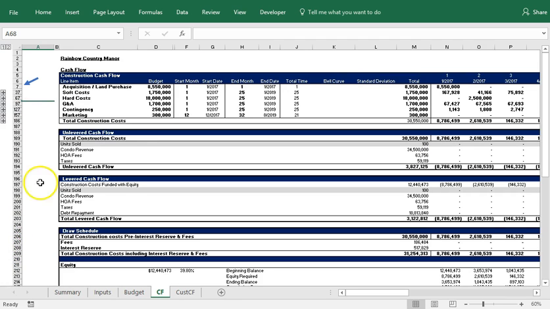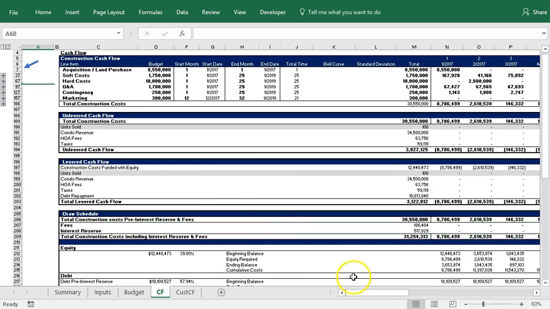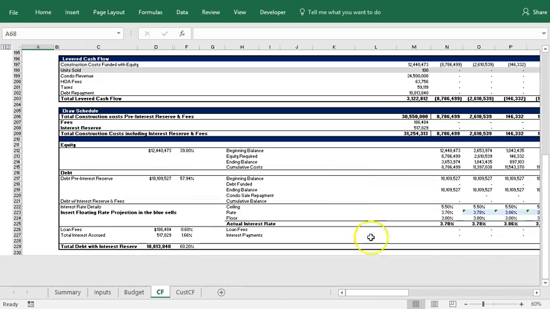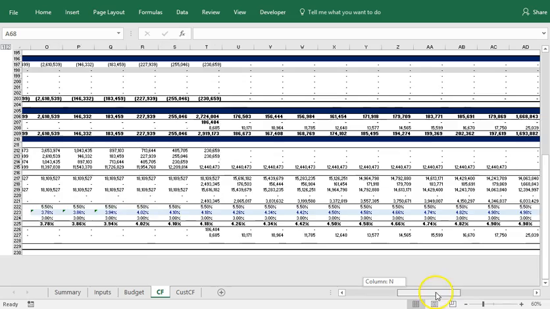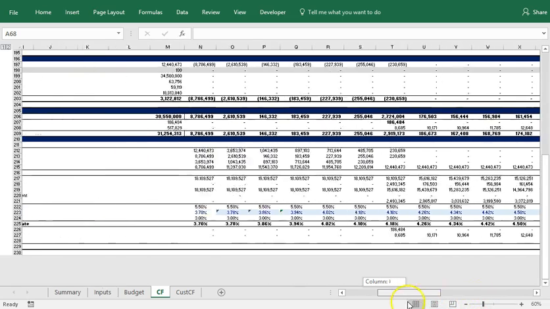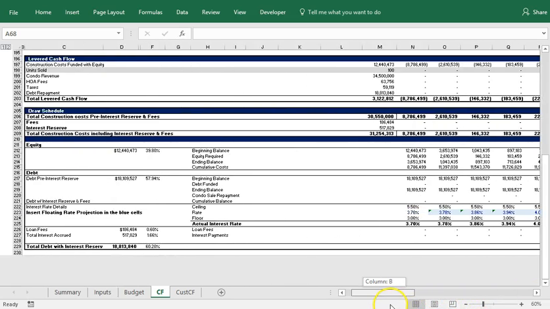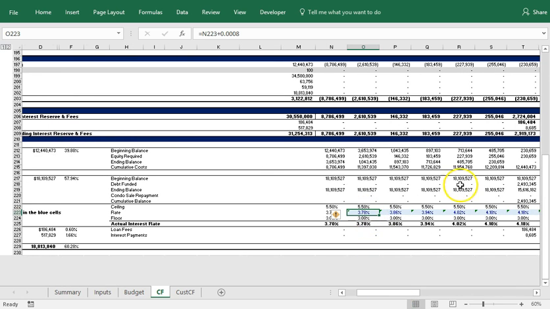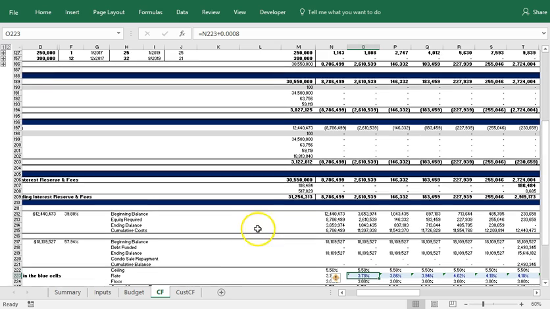All right, so let's close this up. Then we have our unlevered cash flow, we have our levered cash flow, and we have our draw schedule below. And I won't go into a lot of detail with this, other than to note that if you have floating rate interest, you have to make sure you input that into this area, into row 223. And I believe that's everything.